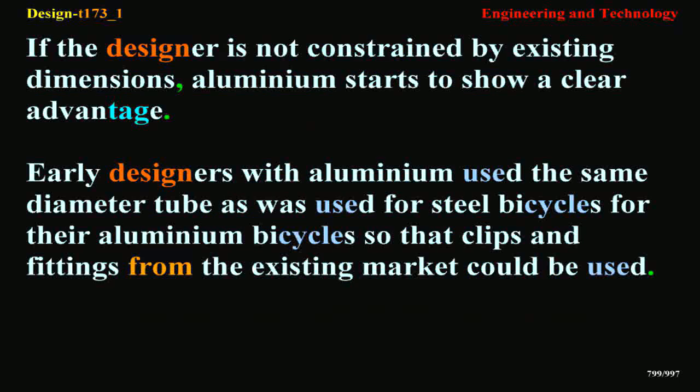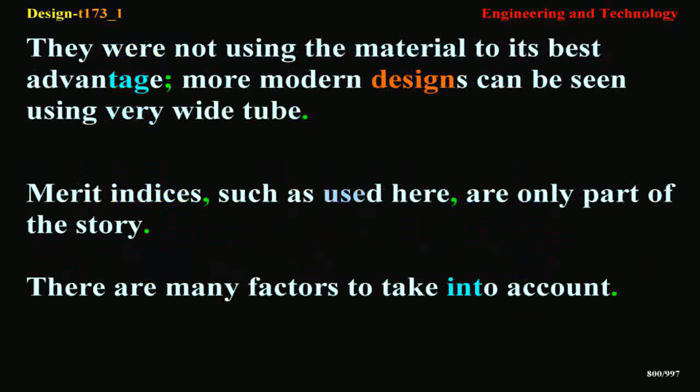Early designers with aluminum used the same diameter tube as was used for steel bicycles for their aluminum bicycles so that clips and fittings from the existing market could be used. They were not using the material to its best advantage. More modern designs can be seen using very wide tube.